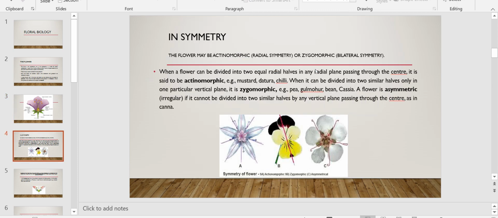In symmetry, the flower may be actinomorphic or zygomorphic. When a flower can be divided into 2 equal radial halves in any radial plane passing through the center, it is said to be actinomorphic. Examples are mustard, datura, and chili. When it can be divided into 2 similar halves only in one particular vertical plane, it is zygomorphic, and the examples are pea, gulmohar, bean, and cassia. A flower is asymmetric or irregular if it cannot be divided into 2 similar halves by any vertical plane passing through the center, as in canna.